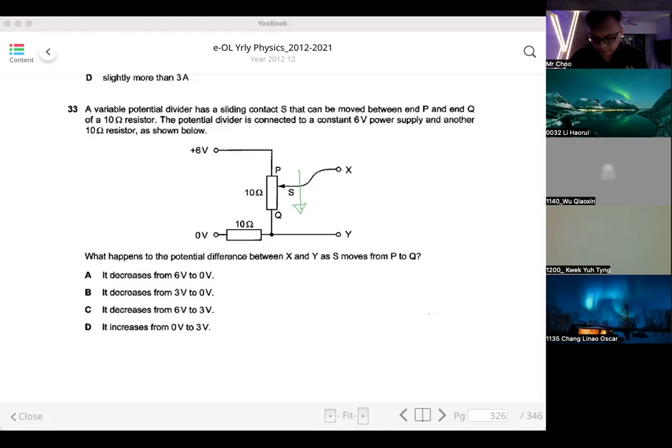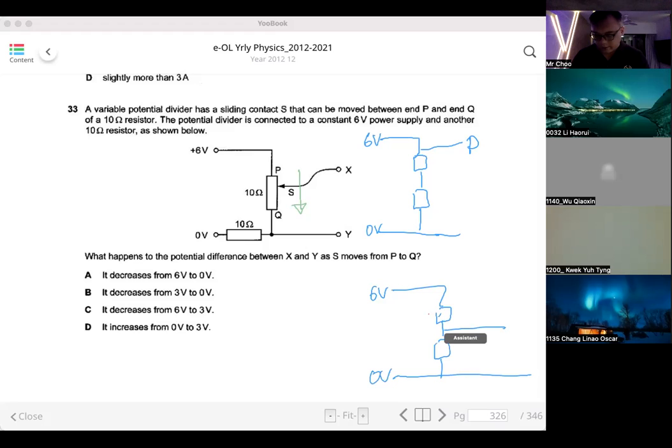If you all need help, let me show you. Let me just redraw, then you'll see whether you understand. Okay, so P is here. This is P. This is when X is at P. Okay, next. This is when X is at Q.